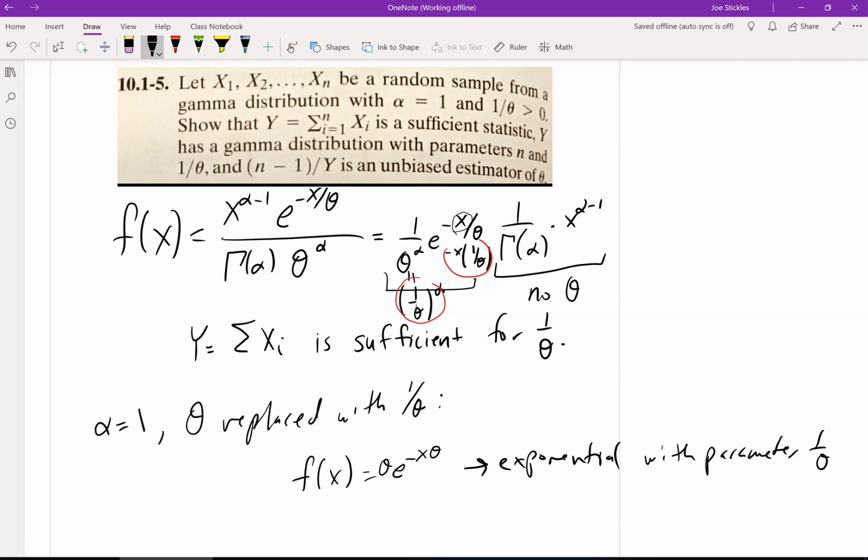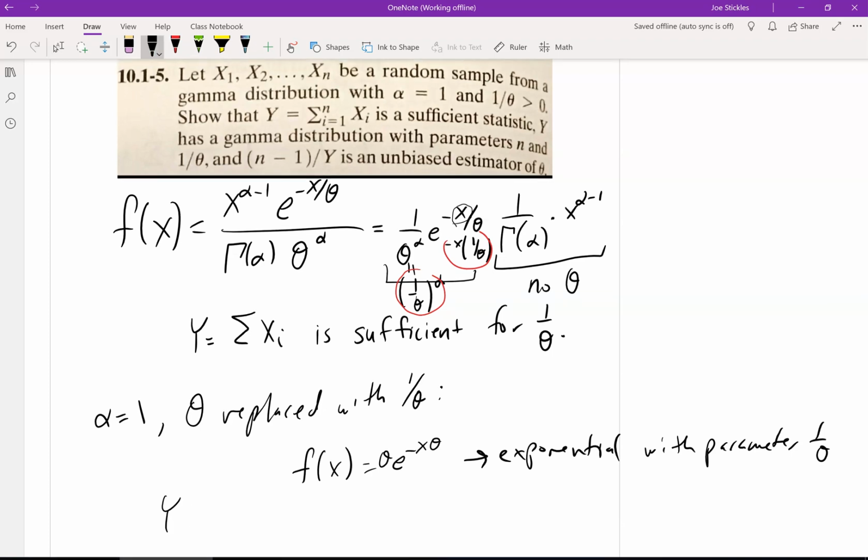Y then is a sum of exponentials. So y is a sum of exponential distributions. And I should have been more specific. It's a sum of independent exponential distributions.